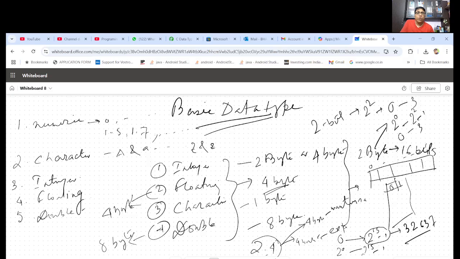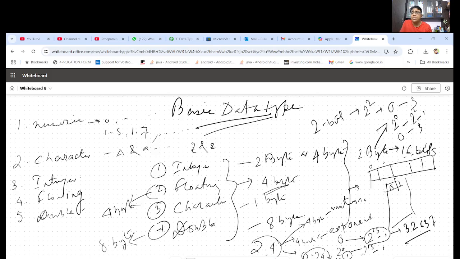What is this? Mantissa and exponent. Suppose you represent the normalized form of this number as 0.24 into 10 to the power 1, that is 2.4. This is the mantissa and 1 is the exponent. That's why double takes 8 bytes, and obviously it will hold a large number of data inside the double. So that's why the double data type is there. That's all about the data type.